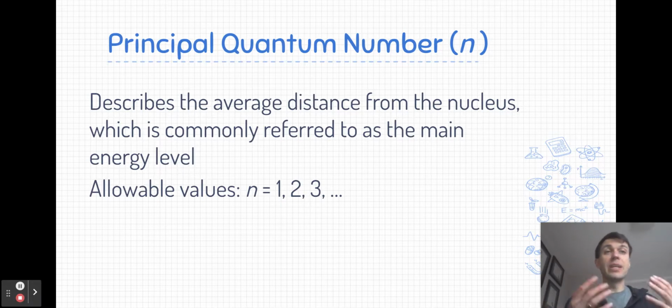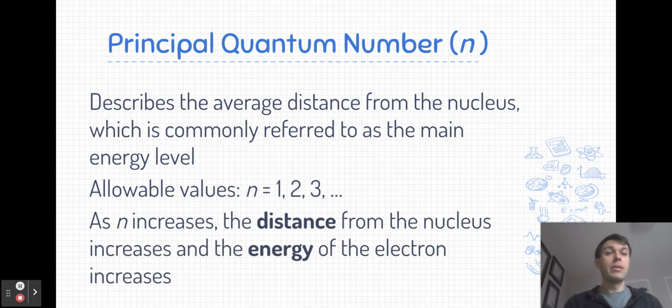You're familiar with this because the principal quantum number is just Bohr's energy level. When Bohr developed his model of the atom, he came up with the principal quantum number. The most important thing to understand is that these quantum numbers are associated with energy. As we increase the value of n, the energy associated with an electron increases. That's why we call them energy levels. So as we increase n, the energy increases and the distance from the nucleus increases as well.